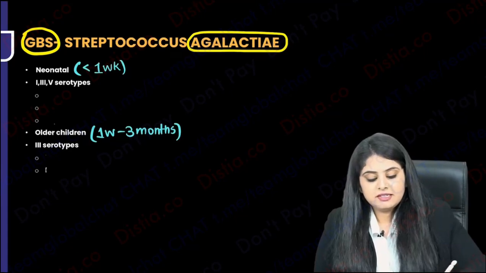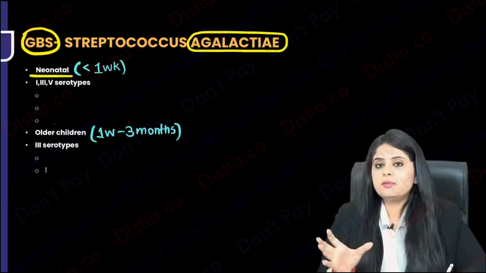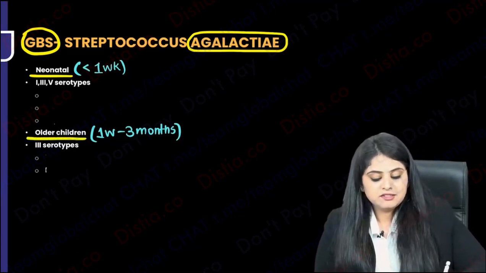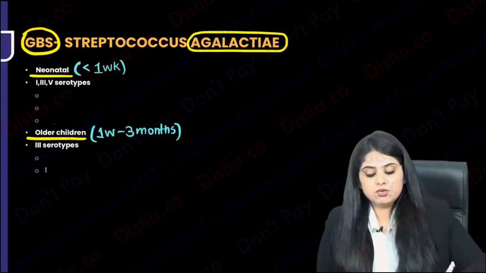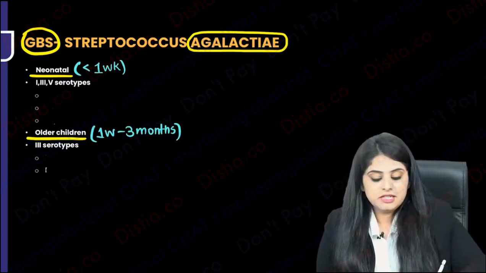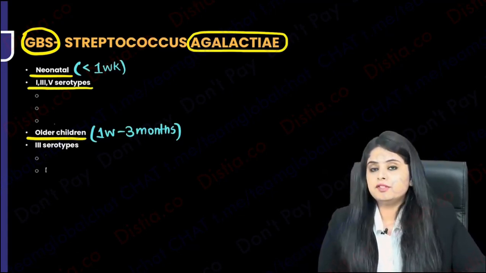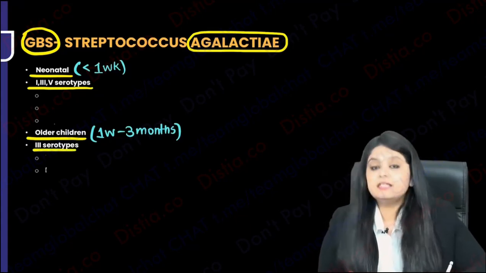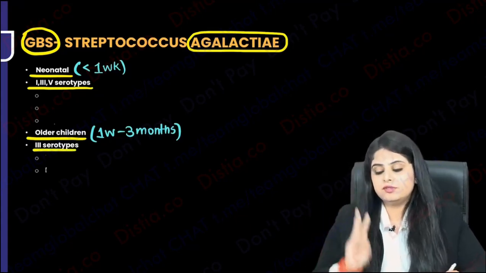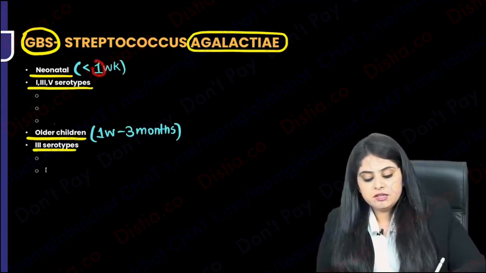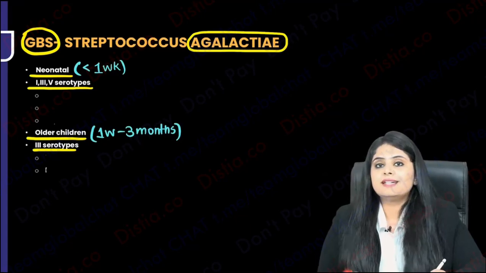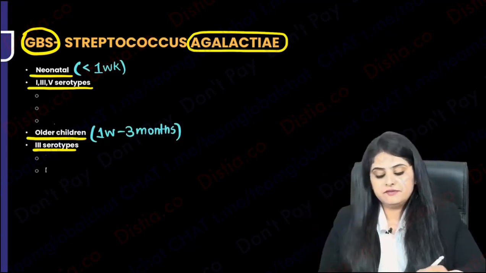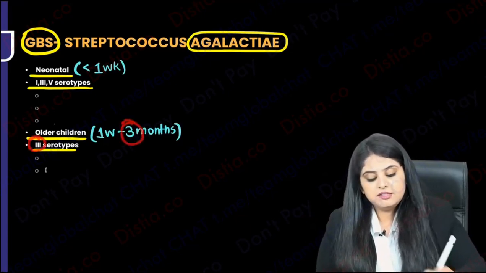Streptococcus agalactiae basically can affect neonates, and for neonates I have taken up the first 1 week of life. And then after 1 week to 3 months, that is the next set of children we've taken. So the small babies who are less than 1 week are affected by odd numbered serotypes 1, 3 and 5. Whereas older children up to 3 months are affected by the third serotype. So remember, in the first week it will be odd numbers, serotypes 1, 3 and 5, whereas up to 3 months, the third serotype is going to work.